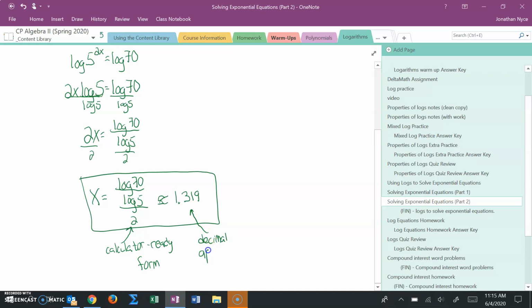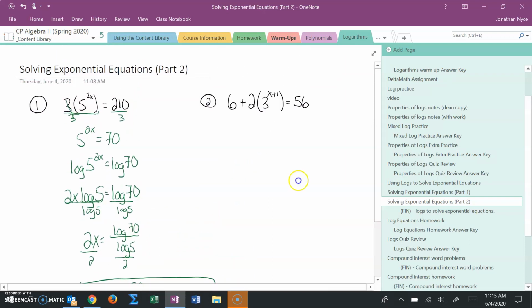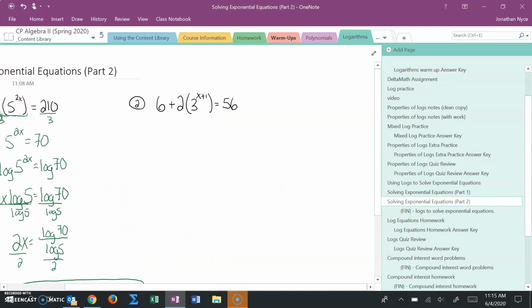So very similar to yesterday with solving exponential equations. Again, make sure you get the exponential part of the equation all by itself. We'll go through one more example here. Again, we want to get that 3 raised to x plus 1 all by itself first. We'll subtract 6 from both sides. And we'll divide both sides by 2. 50 divided by 2 is 25.